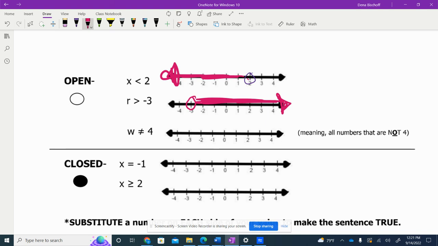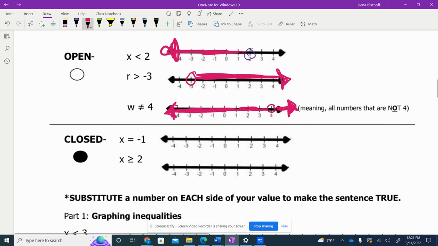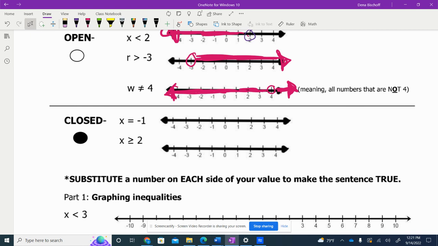What about w does not equal 4? I'm just going to put an open circle on the 4. Do you see how it means all numbers that are not 4? So that means I'm going to shade everything here and everything here. That is what w does not equal 4 means. It means that w can be anything but 4. You don't use that a lot in Math 1 algebra. You use it in algebra 2.